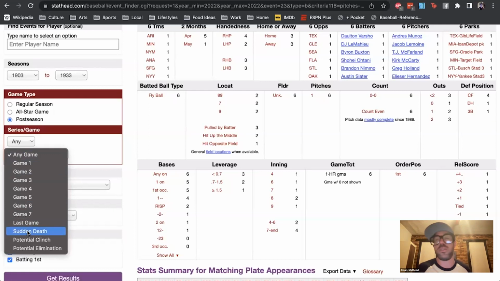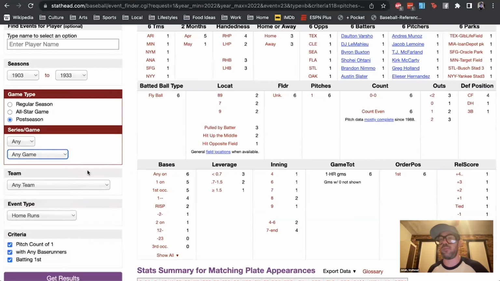So you can do this sudden death option, which includes the wild card game, which is winner takes all, game five of the LDS, which is winner takes all, and game seven of the LCS and the World Series, as well as game nine when the World Series went nine games, all of that stuff. It accounts for all of that. There's last game of the series, potential clinching, potential elimination, all of those filters. So you can combine all of those however you want.